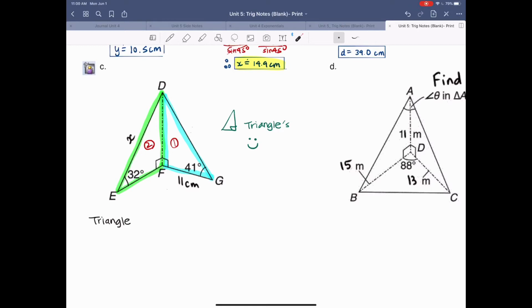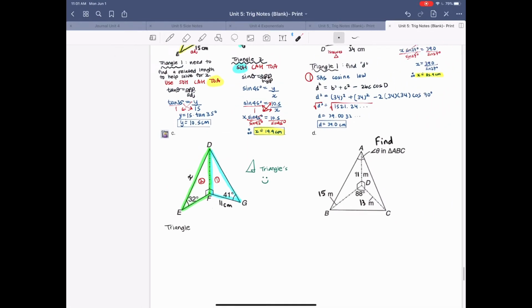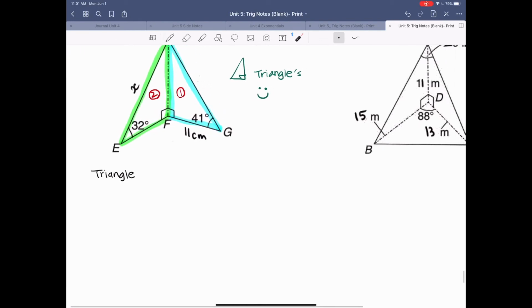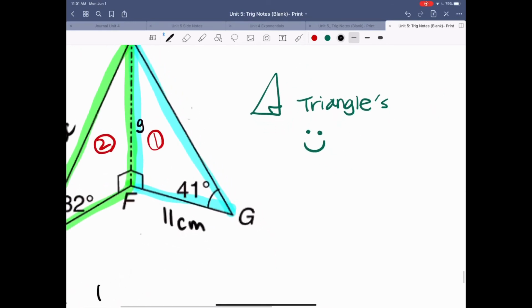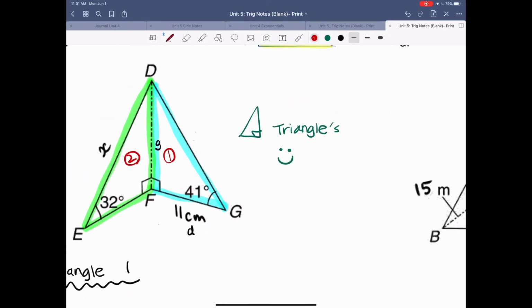So for triangle 2, I'm solving for x. For triangle 1, I have the length. So you can guess that I'm going to work from my triangle 1 to my triangle 2, consistent with my previous questions. So for triangle 1, I am going to solve for what? Well, I need to solve for the length that is related to it. So I'm going to label this as G, and this is length D, because the angle D corresponds to this length D, and this length G corresponds to this angle G.